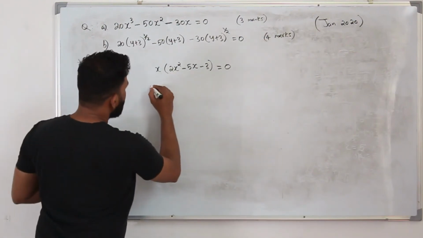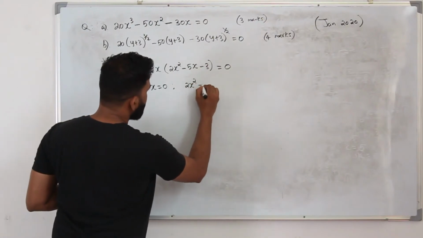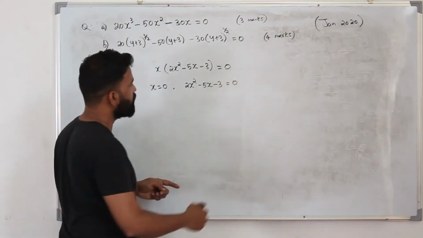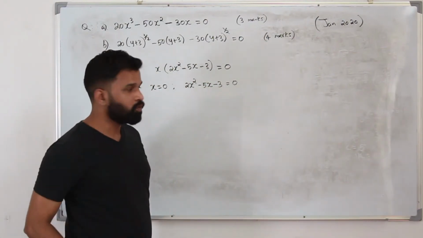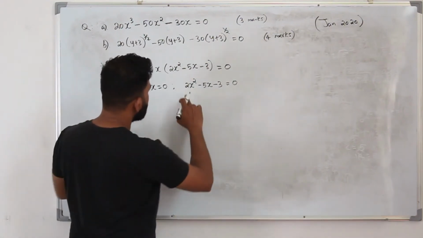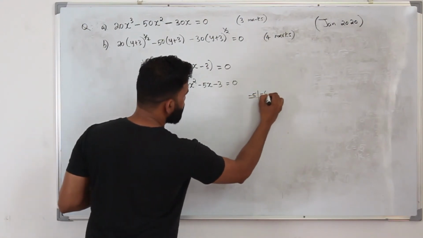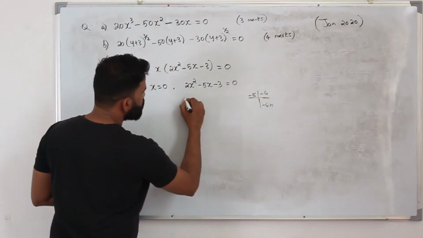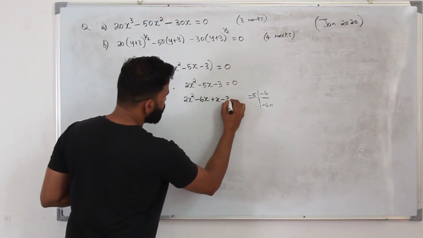Now you can split them. X equals 0, that is your one solution, and 2x squared minus 5x minus 3 equals 0. That is your another equation. You need to solve this. You'll get another two more solutions. So I'm going to solve this, you can use any method. 2 times minus 3 is minus 6. So you have minus 5 and minus 6. You need two numbers. Minus 6 times 1. So 2x squared minus 6x plus x minus 3 is 0.